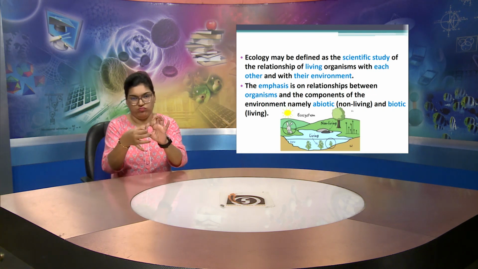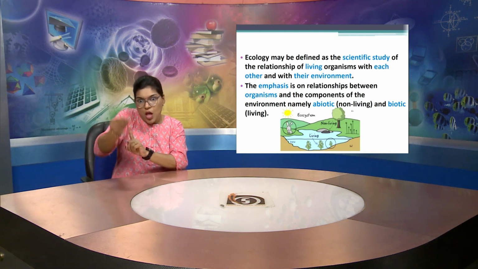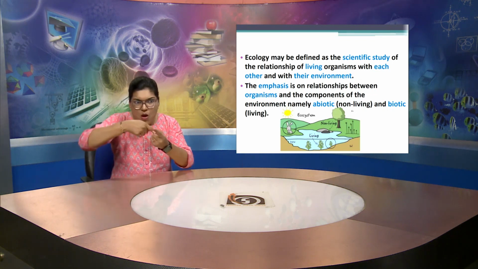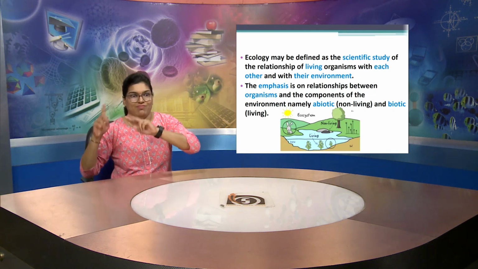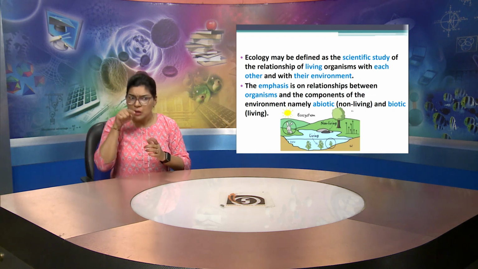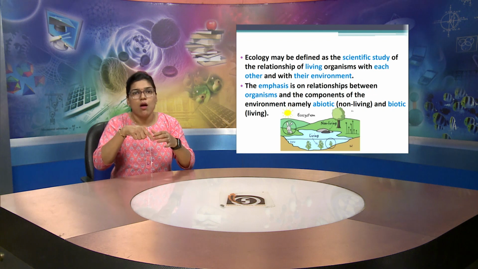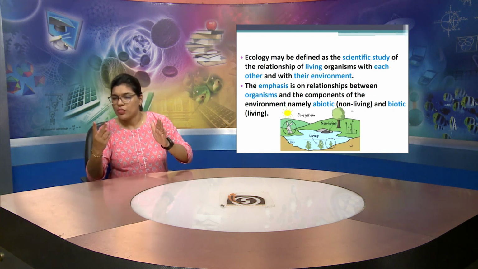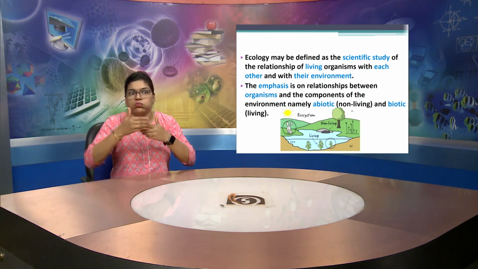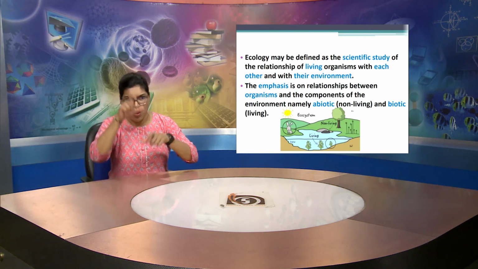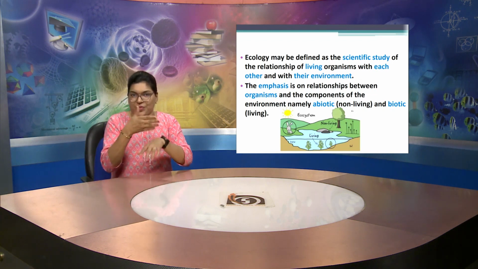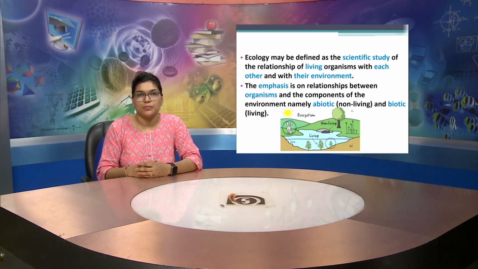Now here we will be understanding ecology. The word ecology can be defined as the scientific study of the relationship of living organisms with each other and with the environment. And when there is a relationship, the emphasis is on the relationship between organisms and the components of the environment. What kind of components? The components can be biotic and abiotic components. So the relationship between abiotic and biotic components is known as ecology, as we already know.